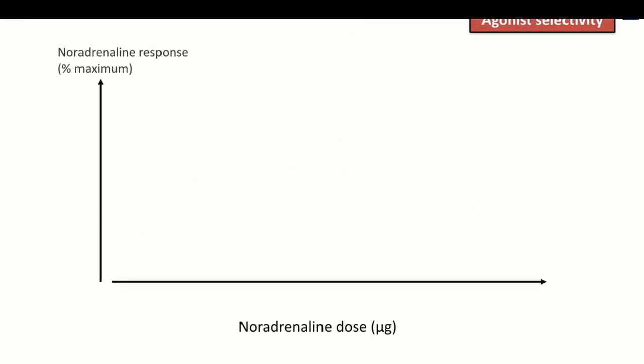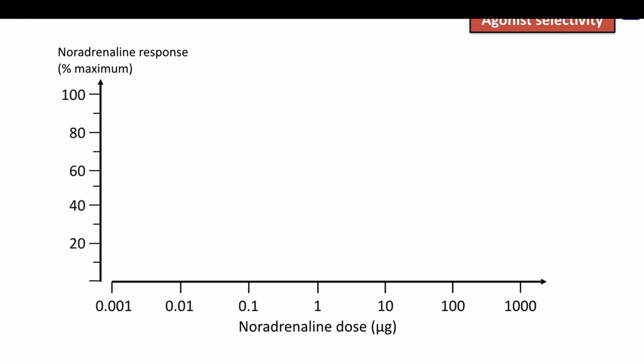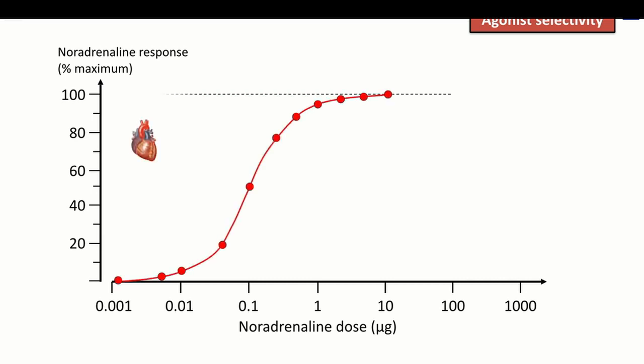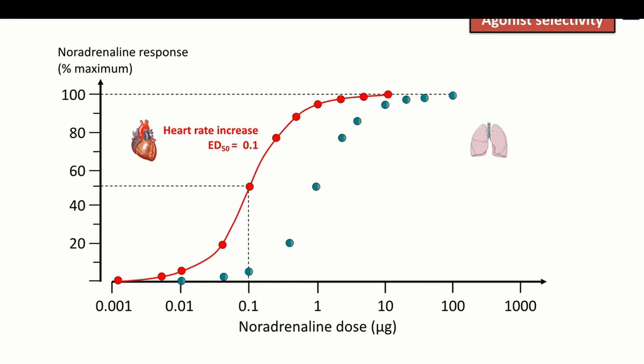The differential responsiveness of receptor subtypes was originally identified by plotting dose-response curves for agonists acting on different tissue preparations. The agonist selectivity could then be quantified by measuring the ratio of the EC50 at the two different receptor subtypes. In this example, the dose-response curve for noradrenaline acting to increase heart rate and causing bronchodilation in the lung is plotted on the same curve. The noradrenaline dose required to cause bronchodilation is much higher than that required to cause tachycardia.